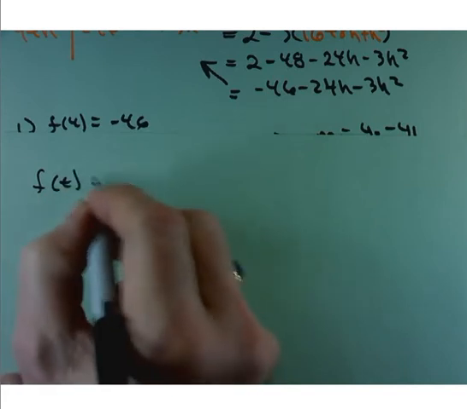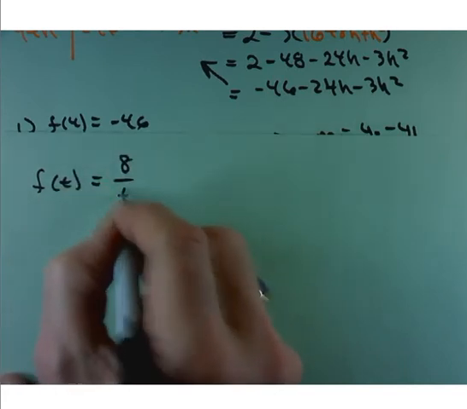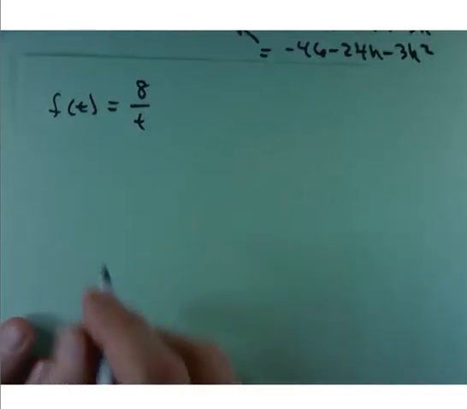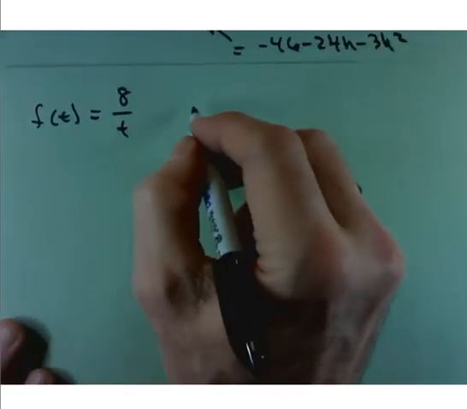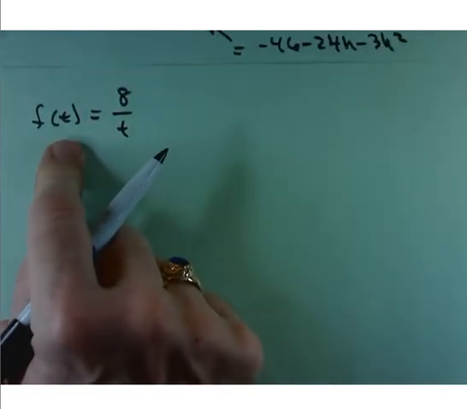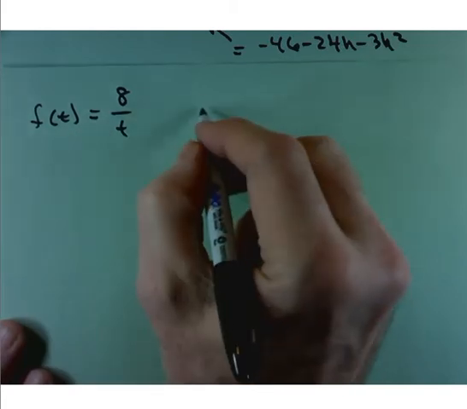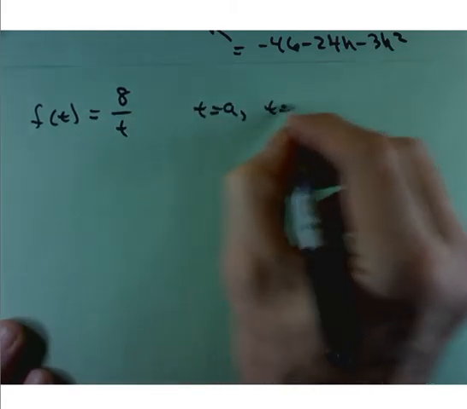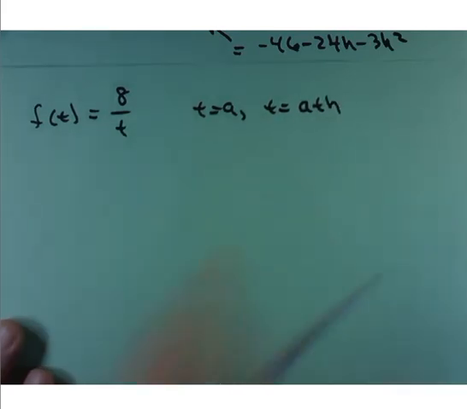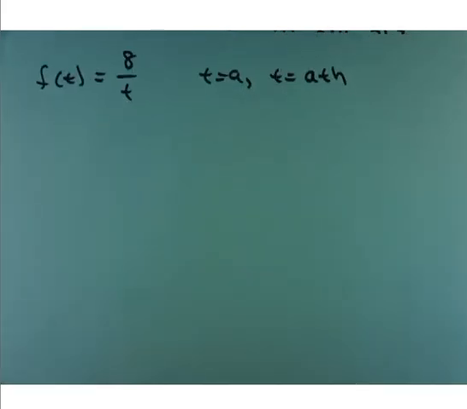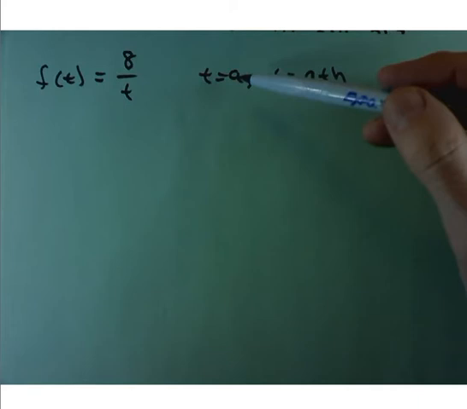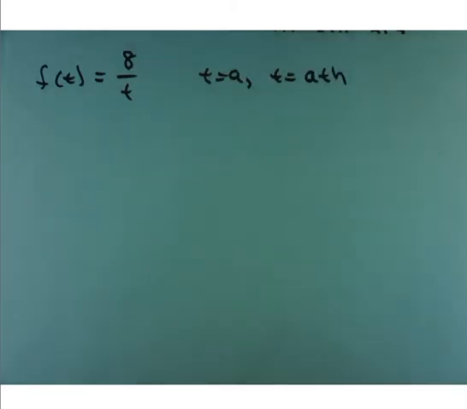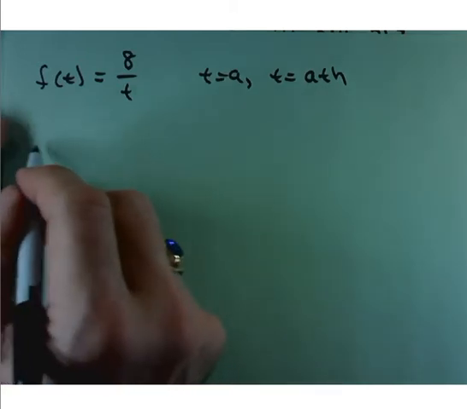f of t is 8 over t. We want to find the average rate of change between t equal a and t equal a plus h. So this is even a little bit more abstract than the last one because I don't have an actual value here. I've just given an a. a is just some number. All right. So, well, it's going to work the same way.